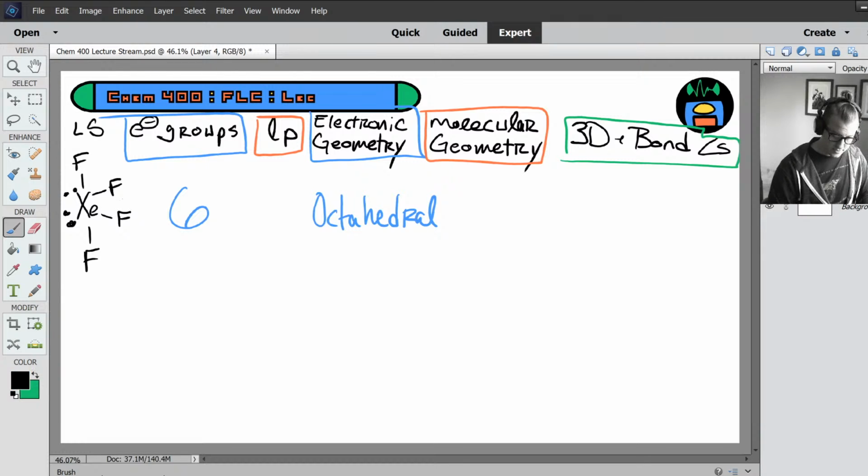Electronic geometry, and once you know your electronic geometry, you can draw in your octahedron, because every octahedron is the same. Sorry, those are 2 ugly wedges. I'm going to redraw those.